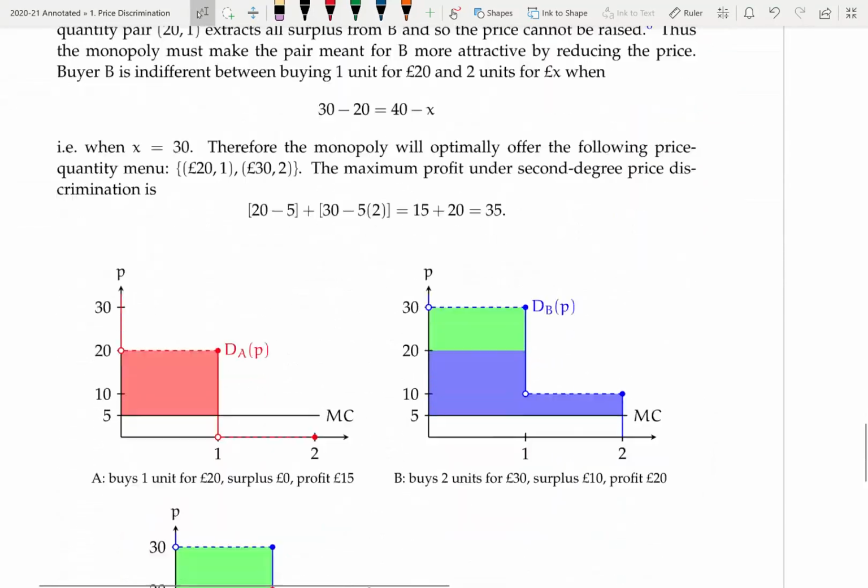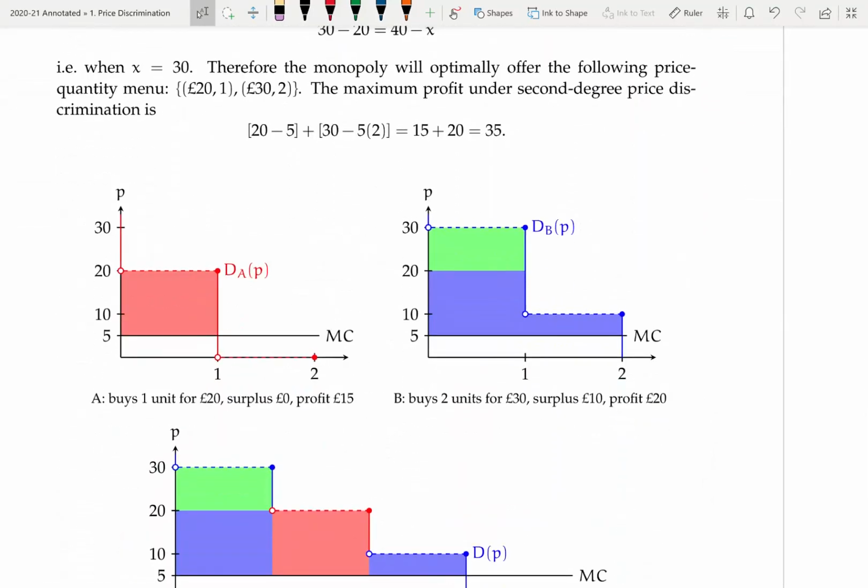So what we found is that the optimal price quantity pairs are these two here. So the monopoly should offer this menu of 2 price quantity pairs. It should offer a price quantity pair of £20 for 1 unit and the price quantity pair of £30 for 2 units. And then buyer A will pick the first option, buyer B will pick the second option, and the profit we can then calculate, it's 35.